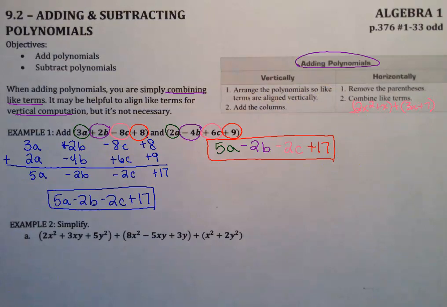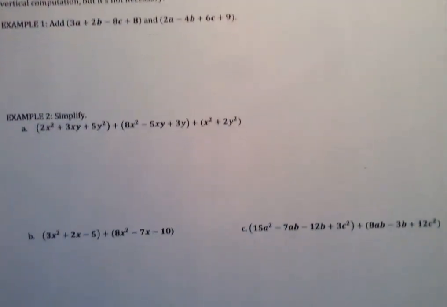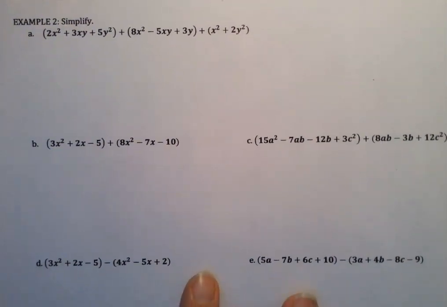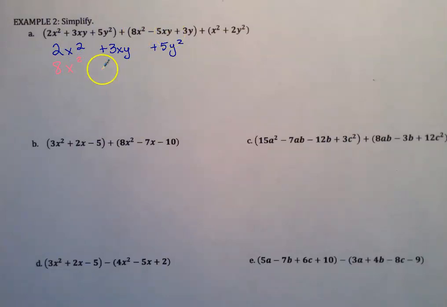All right, so on example 2, let's look again at the vertical. Okay, so this one has 3 polynomials that we're adding. Okay, so we've got 2x squared plus 3xy plus 5y squared. All right, so then our next one is 8x squared, so it's going to line up here. Minus 5xy, that's going to line up here. And then plus 3y, that does not line up here. So we're going to have to come over and make a new column for that one.